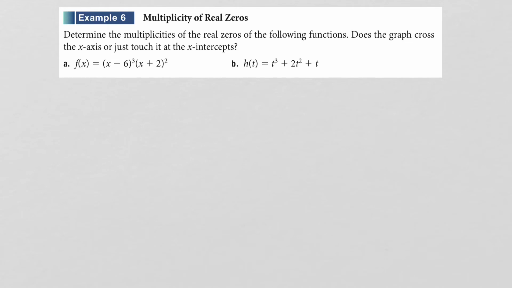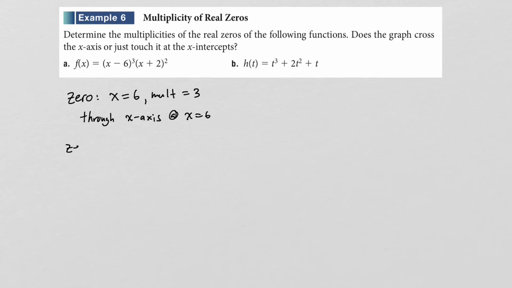So in this example, we are asked to determine the multiplicities of the real zeros of the following functions, and then determine whether the graph crosses the x-axis or just touches it at the x-intercepts. So for the first function here, you see we have x minus 6 to the third power. So the zero for the factor x minus 6 is x equals 6. And its multiplicity is equal to 3. So because it has an odd multiplicity, we know the graph is going to go through the x-axis at x equals 6.